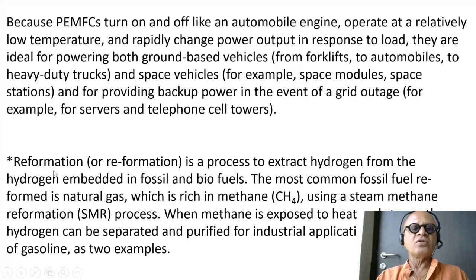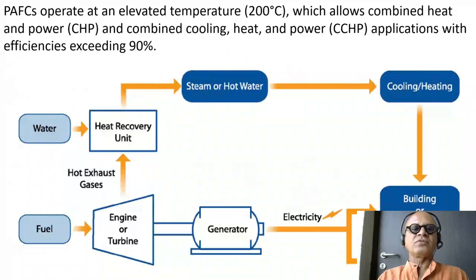And there is a process called reformation, where hydrogen is extracted from some fossil fuel or biofuel. So the most commonly used one is methane, using a steam methane reformation process, or SMR, which we will see again and again. So when methane is exposed to heat and steam, the hydrogen can be separated and purified for industrial applications, as well as refining gasoline and making it high octane and so on.